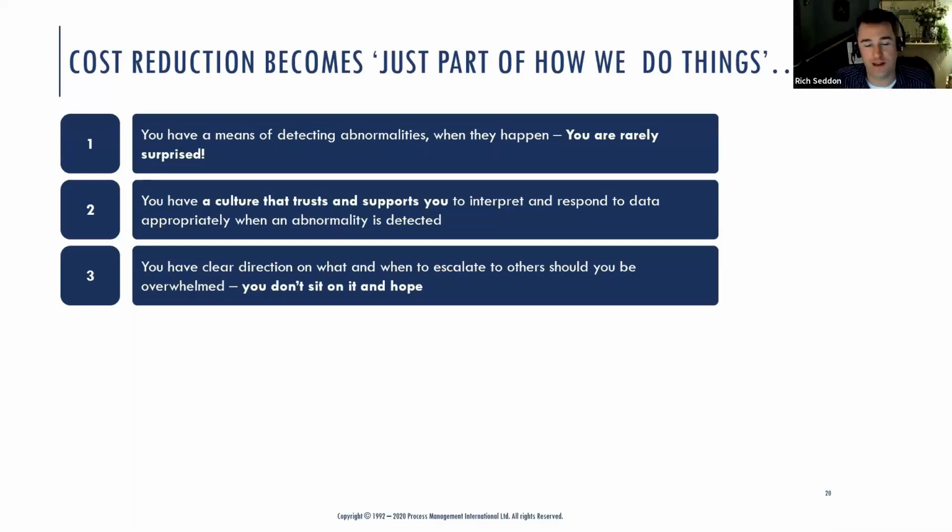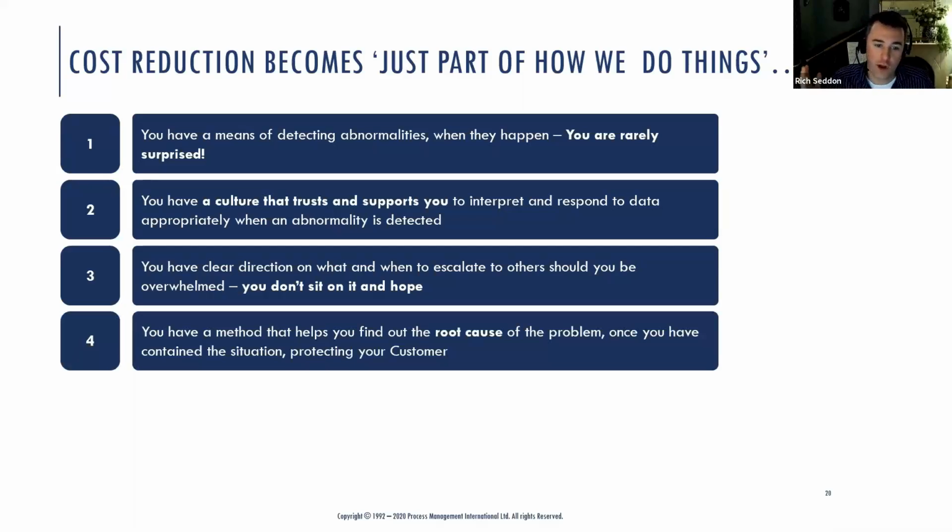For those of you who know me that are on the webinar, you'll notice a recurring theme of mine, the power of hope. Hope alone is not enough here, and it's destined to fail. You have a method that helps you find out the root cause of the problem. Think about the bottom part of that model. Don't just go for the results. Think about the root causes of those results that you're dissatisfied with.